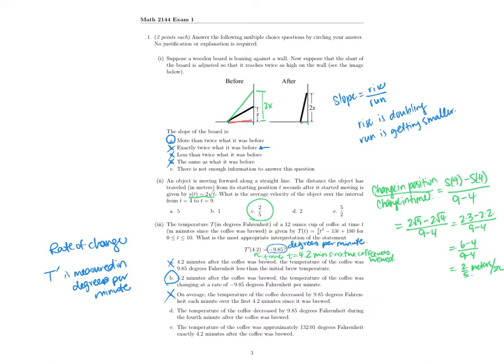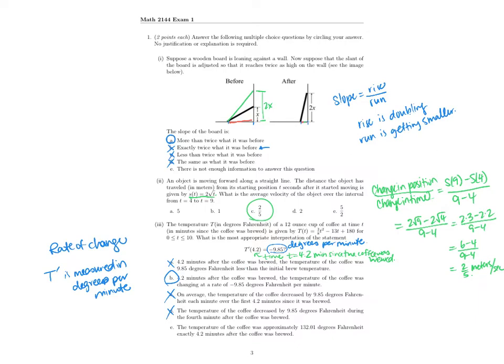Okay, what about D? The temperature of the coffee decreased by 9.85 degrees Fahrenheit during the 4th minute after the coffee was brewed. So again, that's some sort of change in degrees Fahrenheit, but it's not a change, it's a rate of change. So D is out.